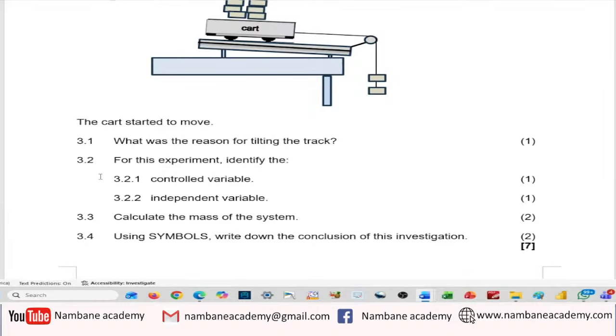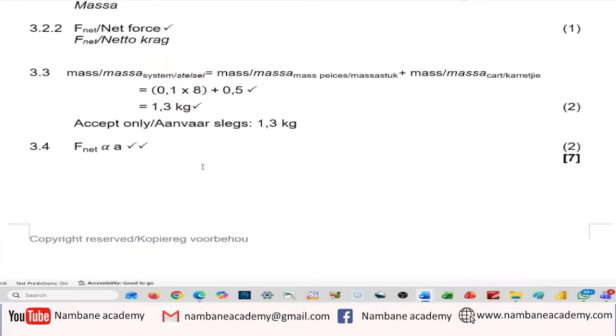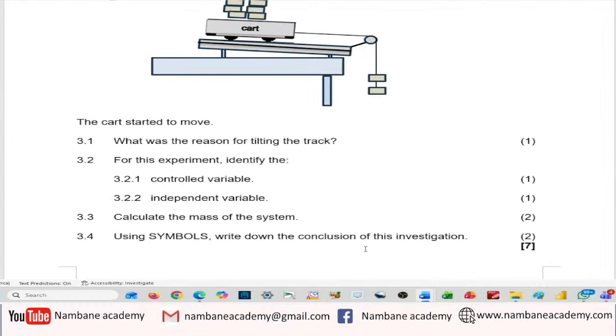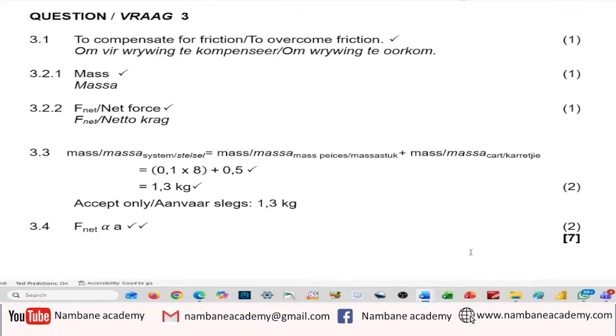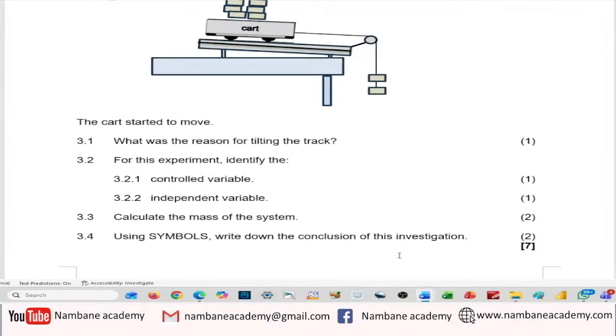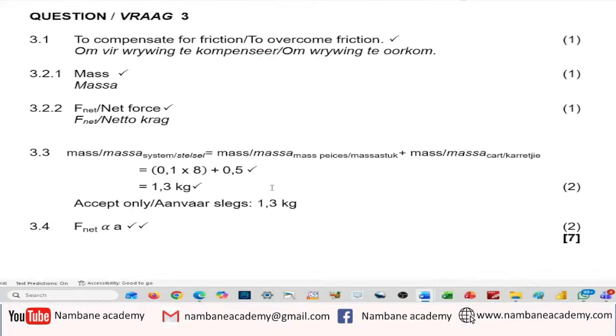Then 3.1, what was the reason for tilting the track? The answer that we were expecting there: to compensate for friction or to overcome friction. That will be 1 mark. And then the next question, for this experiment, identify the controlled variable. The controlled variable will be the mass. And then for this experiment, identify the independent variable. The independent variable, the thing that is being changed, is the net force.